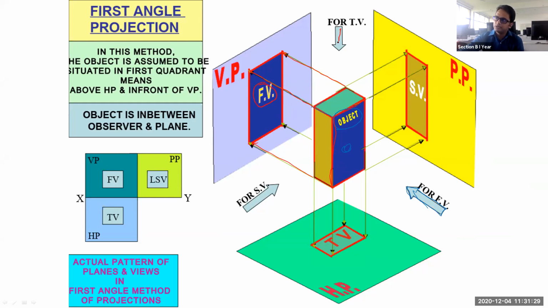Similarly, if the observer is looking from the top side, you will get the top view over here. How will you get it? The projection lines will come to the downside, parallel lines. If we use a scale, we will get the straight line.